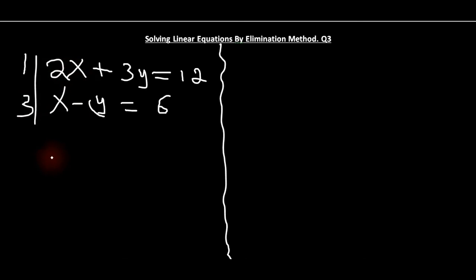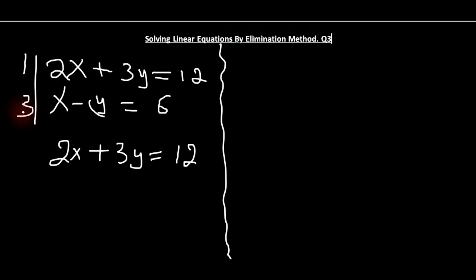So 1 times 2x is going to give me 2x. 1 by 3y is going to give me plus 3y, will be equal to 1 times 12, which is going to give me 12. 3 times x is going to give me 3x. 3 times minus y is going to give me minus 3y, equal to 3 times 6 is 18.